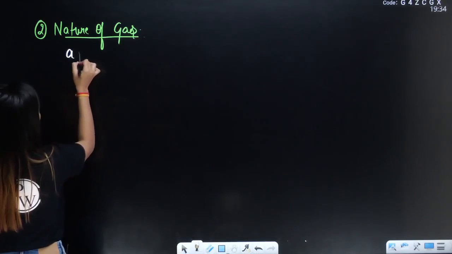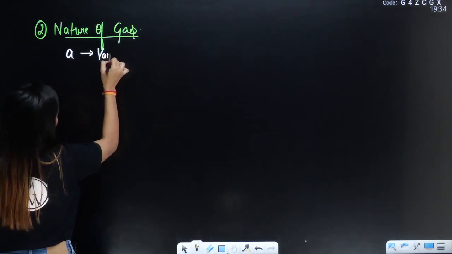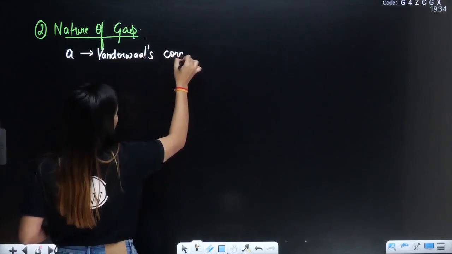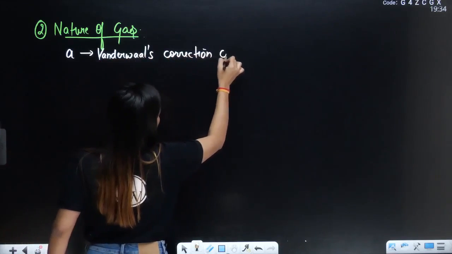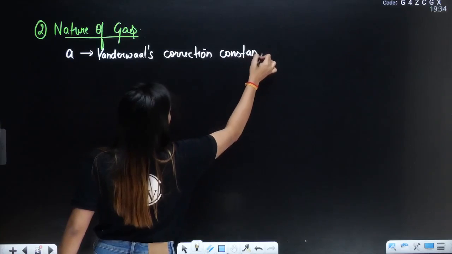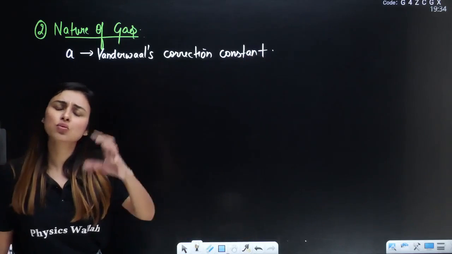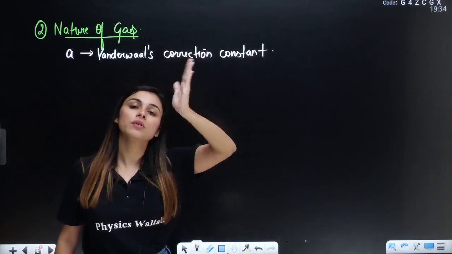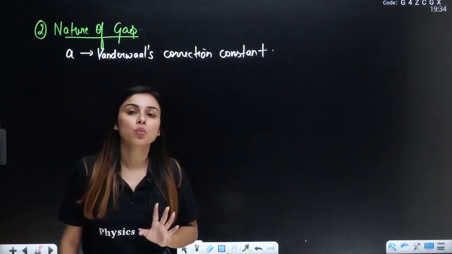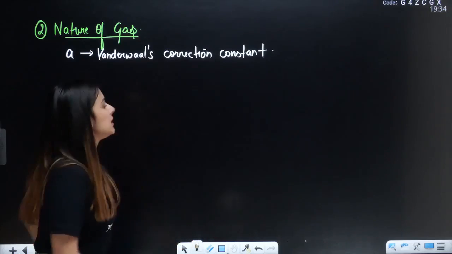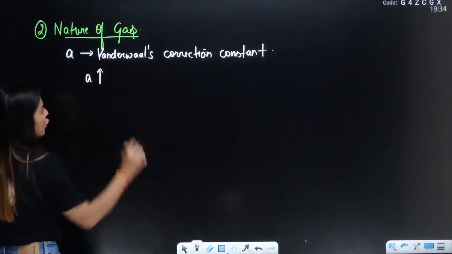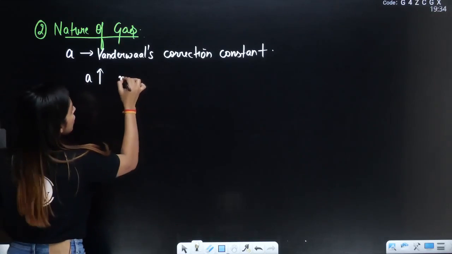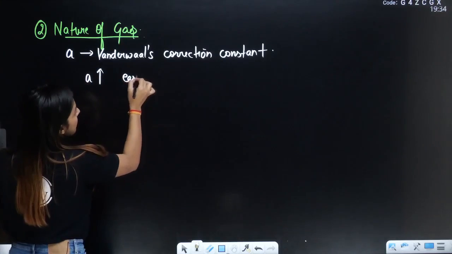You have studied about A, which is a van der Waals correction constant. For different gases, you have different A values. And the more the A value, the more will be the solubility, the more liquefiable will that gas be, right? Yes. This means that every gas has a particular A value, okay? The more the A value, the more easily liquefiable the gas.